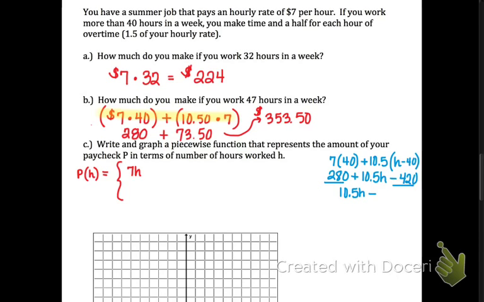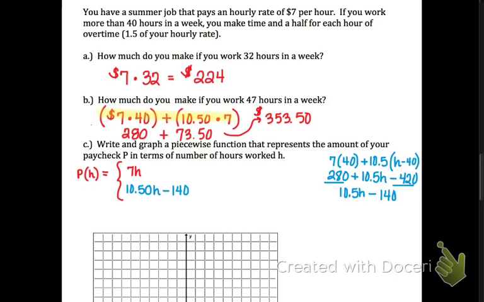10.5H minus 140. And so that's going to be the second one. 10.5, or you can write 50 if you want to think dollars and cents. 10.50H minus 140.